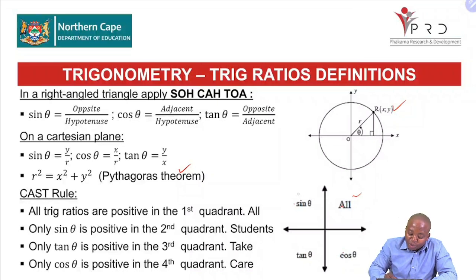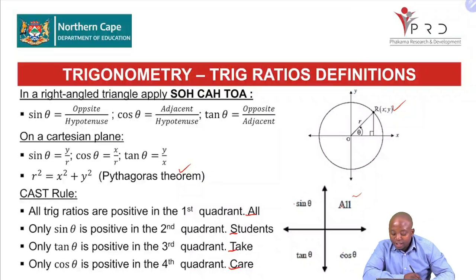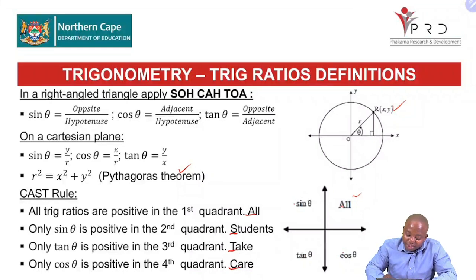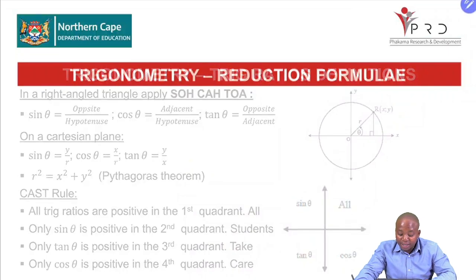So the student is all students take care. It says all students take care. Then tan is only positive in the third quadrant, that is the T. Then cos is positive in the fourth quadrant, that is the C.